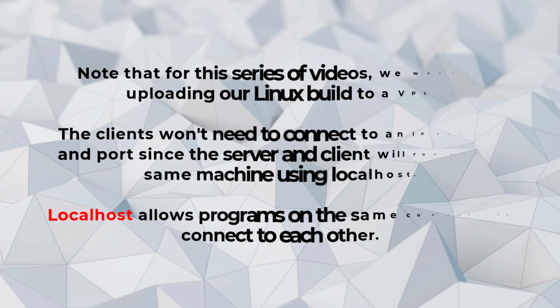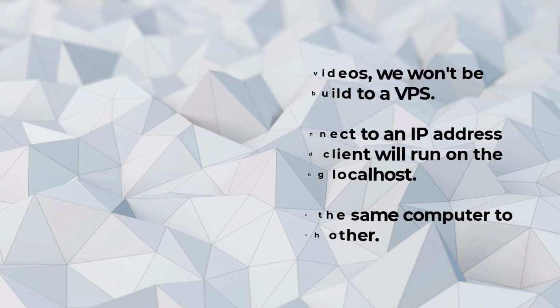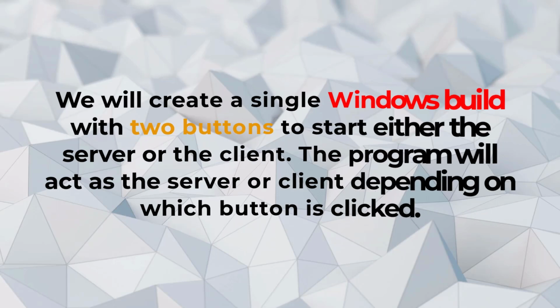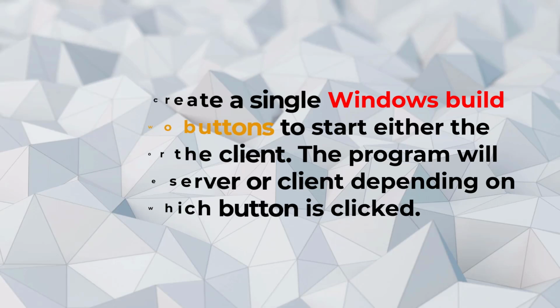Note that for this series of videos, we won't be uploading our Linux build to a VPS. The clients won't need to connect to an IP address and port since the server and client will run on the same machine using localhost. Localhost allows programs on the same computer to connect to each other. We will create a single Windows build with 2 buttons to start either the server or the client. The program will act as the server or client depending on which button is clicked.